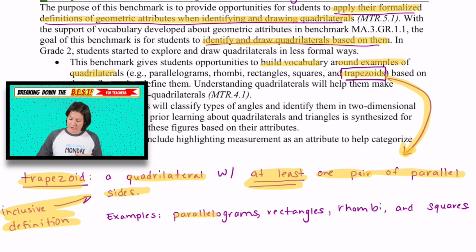So a parallelogram, rectangle, rhombi, and all the squares are all considered trapezoids because they all have at least 1 pair of parallel sides. You might need to go back and listen to that again to make sure you get it. So it's a hierarchy that we will break down in the videos.